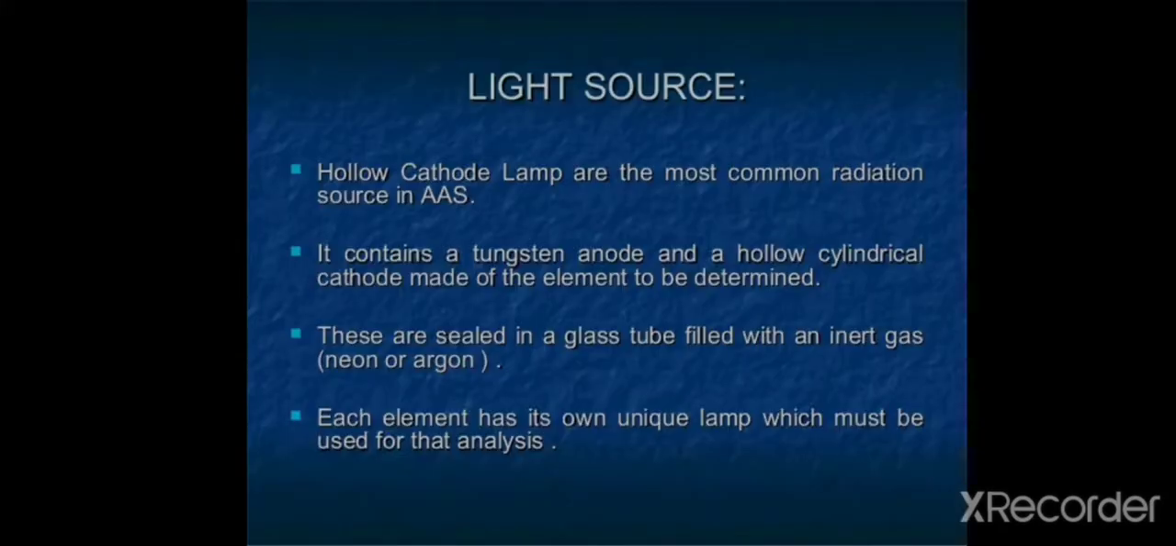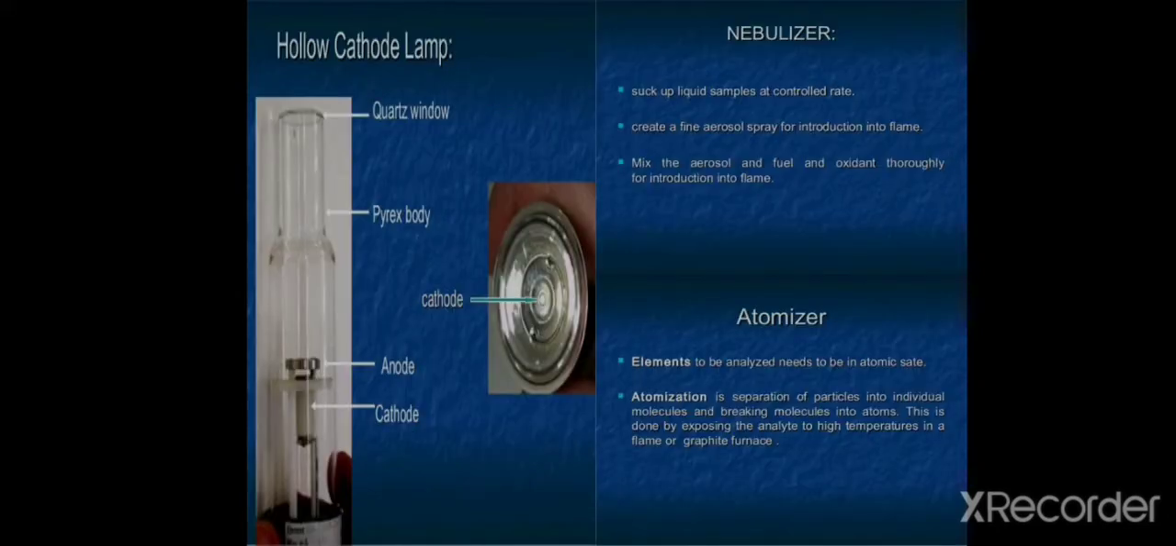Light source. Hollow cathode lamps are the most common radiation source in AAS. It contains a tungsten anode and a hollow cylindrical cathode made of the element to be determined. These are sealed in a glass tube filled with an inert gas like neon or argon. Each element has its own unique lamp which must be used for that analysis. This picture shows the hollow cathode lamp.